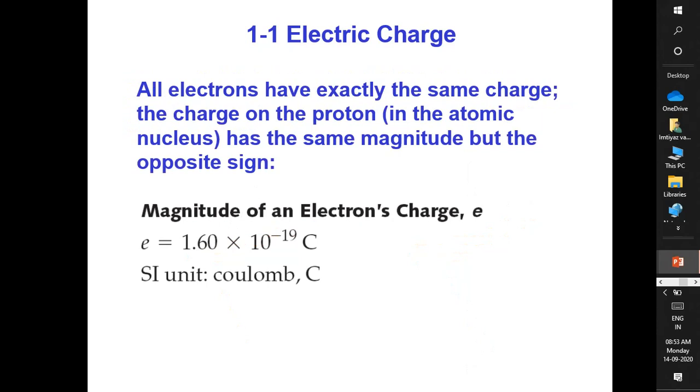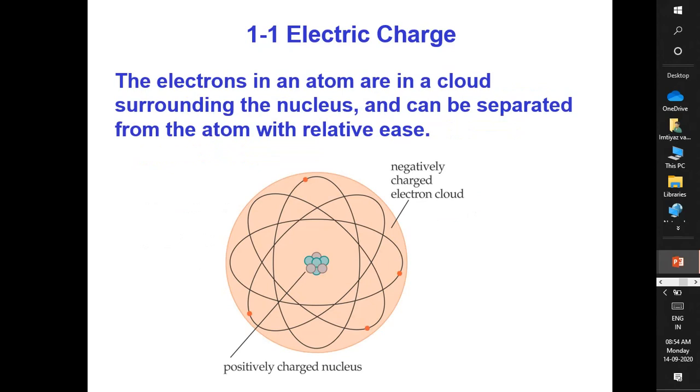Now see here, electric charge: all electrons have exactly the same charge. The charge on the proton in the atomic nucleus has the same magnitude but opposite sign. It means the electron and the proton have the same magnitude of charge, but the sign is different. The charge of the electron is 1.60 times 10 raised to minus 19 coulomb, and the proton has 1.6 times 10 raised to minus 19 coulomb as well. So that is the basic difference.